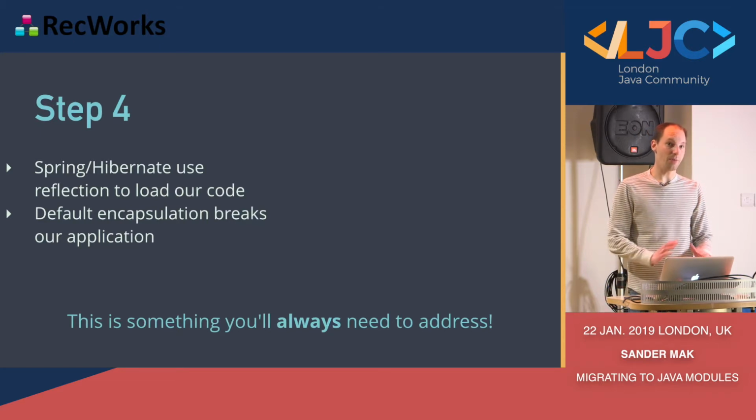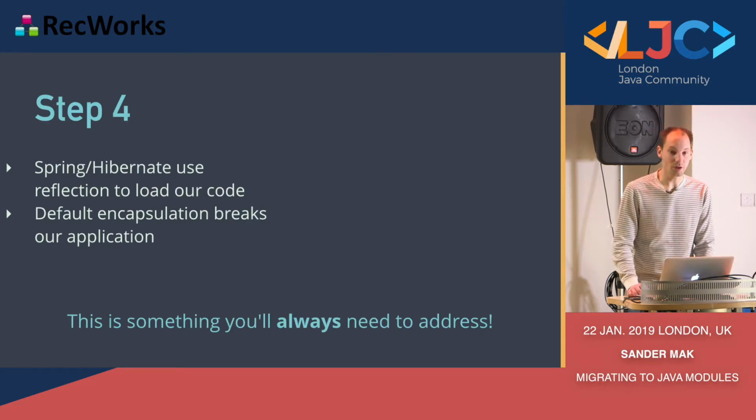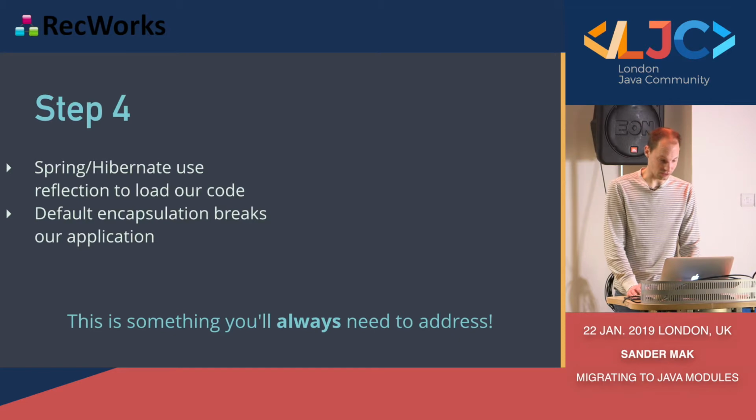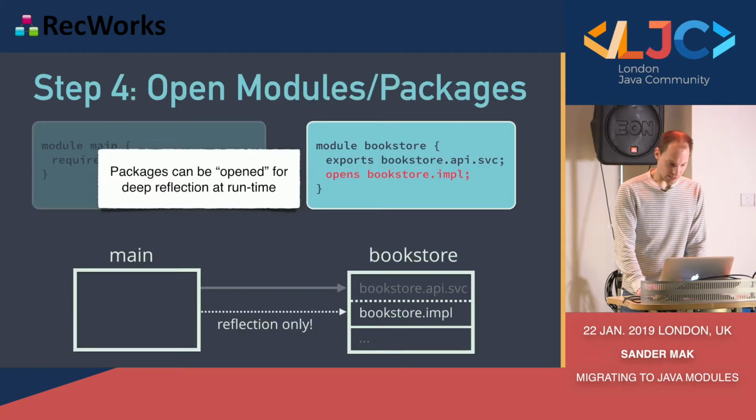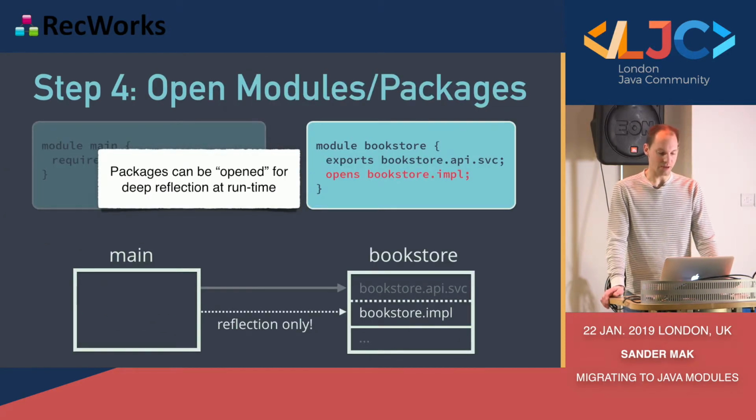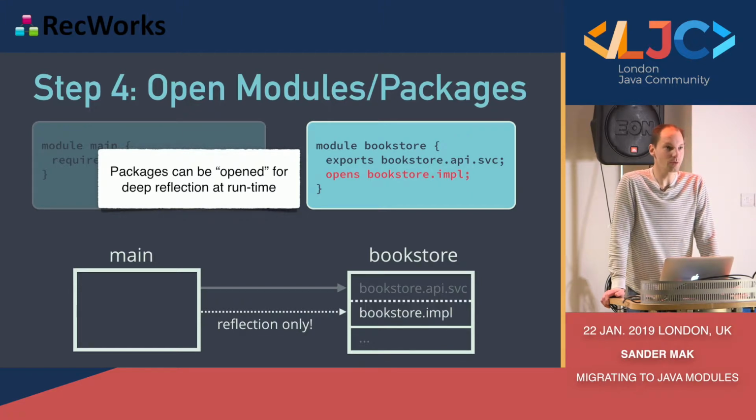So if a package is inside of a module, no matter how hard you try, you cannot get at it, not even using reflection. And the question is, how do we get around this? Because we don't really want to expose these implementation types, because then people can actually take a dependency on them and code against these implementation classes. And that's something that we want to prevent.